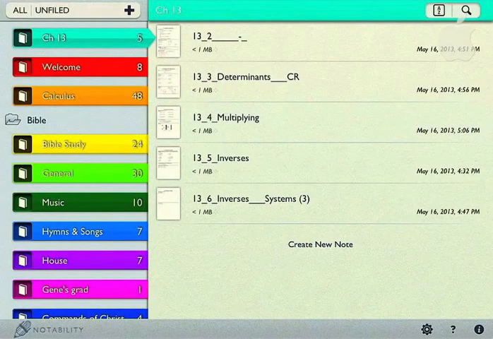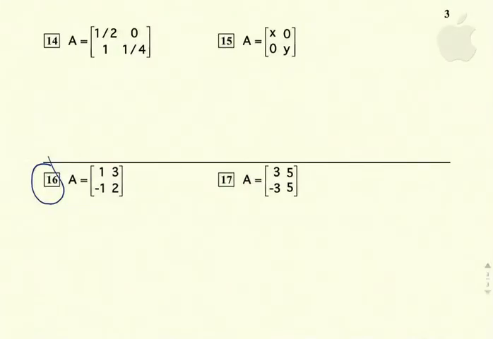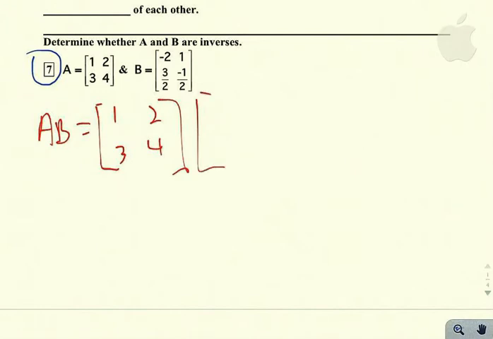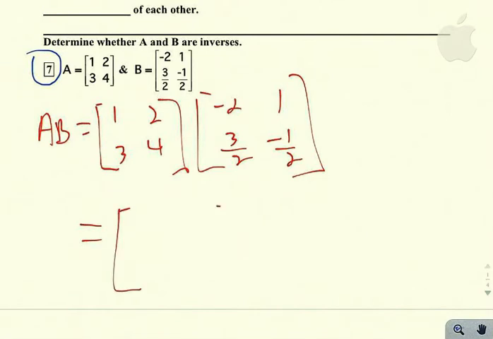Now let's go to inverses. Okay, number 7 says determine whether they're inverses. To do that, you have to multiply A times B. And then multiply B times A. Well, you're multiplying two 2 by 2s, you're going to get a 2 by 2.